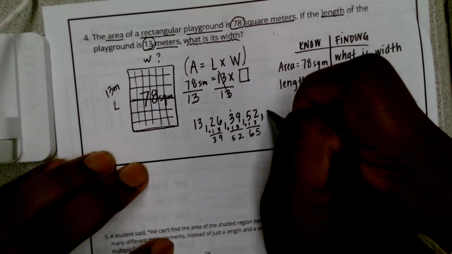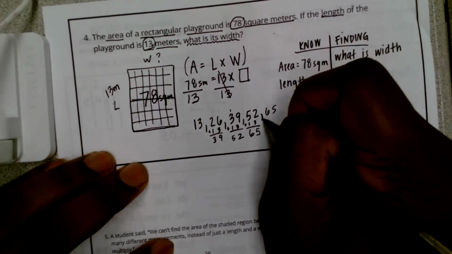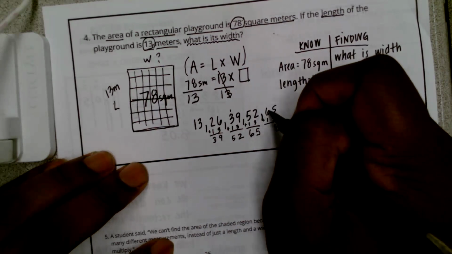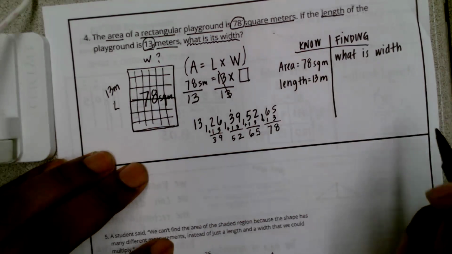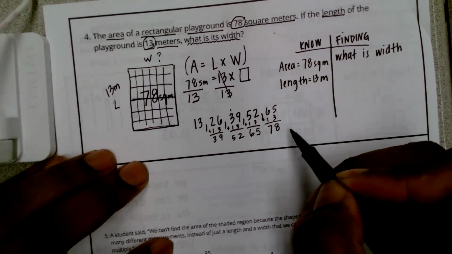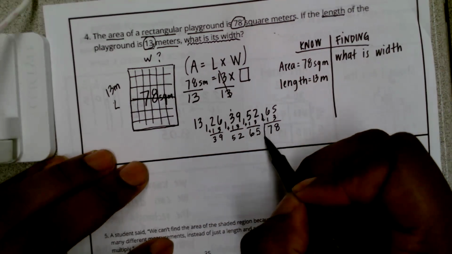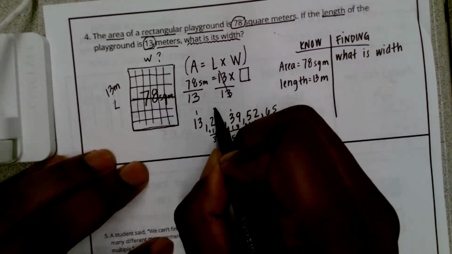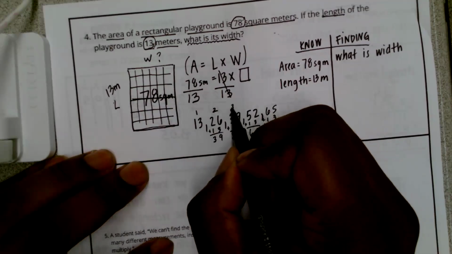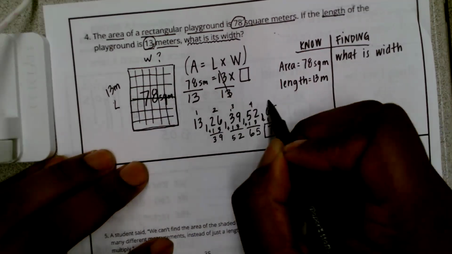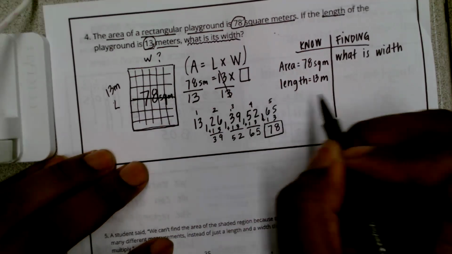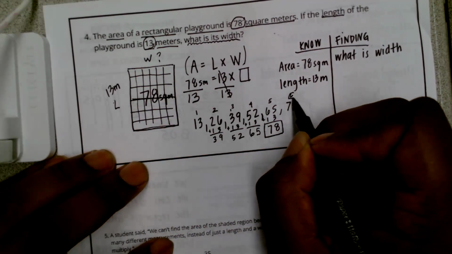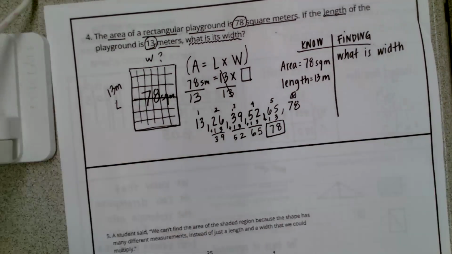Let's see. 65 plus 13. 5, 6, 7, 8. 6 plus 1 is 7. Do I keep going or do I stop? I believe I should stop because I found 78. One group of 13 is 13. Two groups of 13 is 26. 3 is 39. 4 is 52. 5 is 65. And 6 is 78. So what is the width?